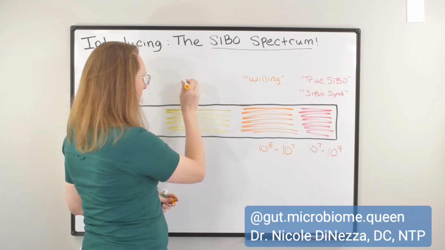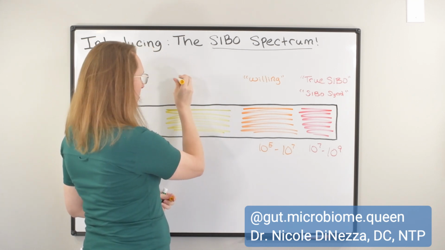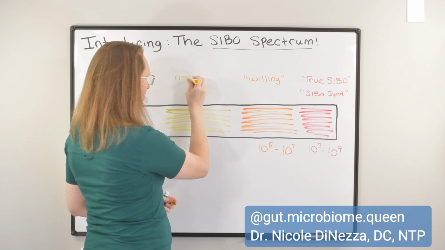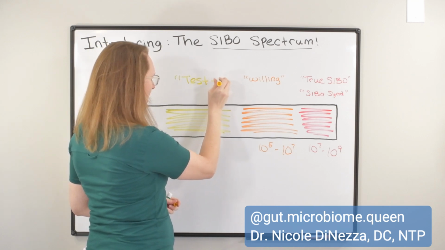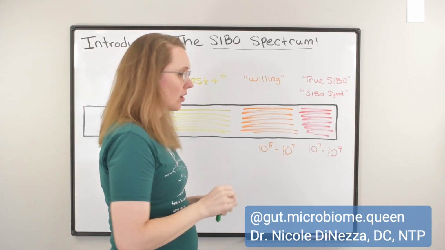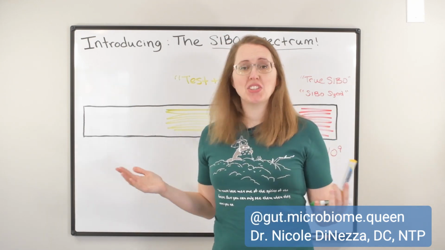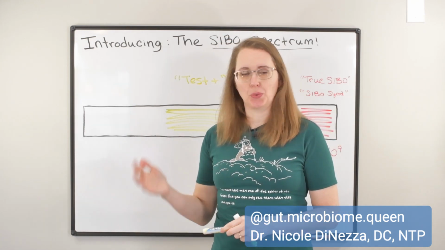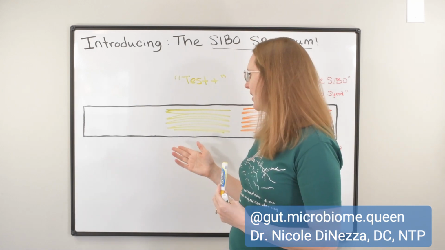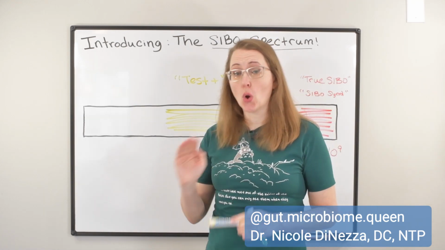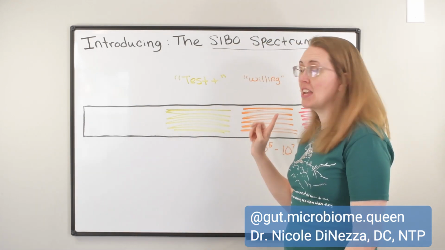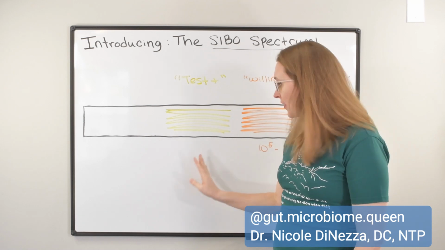And this is where you tested positive. So we'll just say test plus sign. So these are the people who are told that they have SIBO. They tested positive. They had a lactulose breath test or a glucose breath test or whatever the case may be. They tested positive. They are told that they have SIBO, but they do not. This is very, very common.